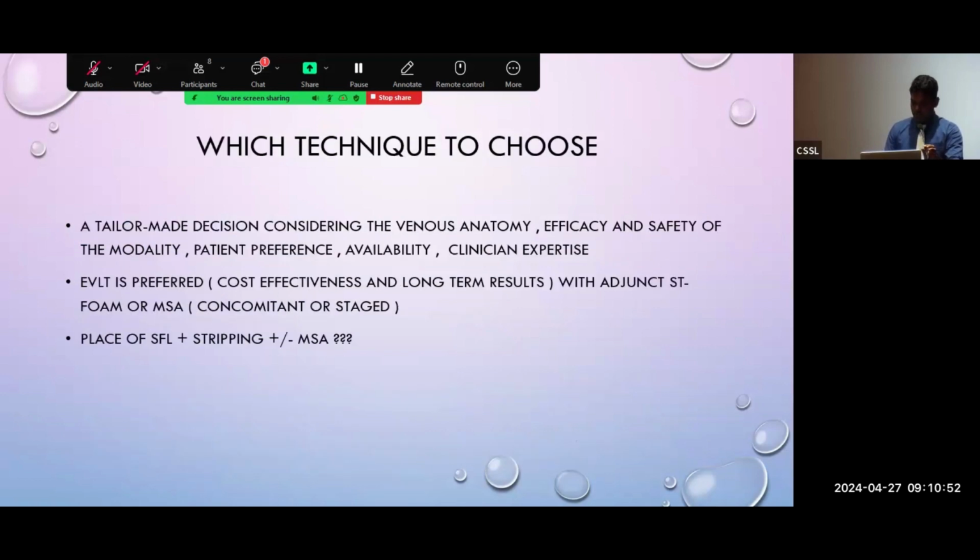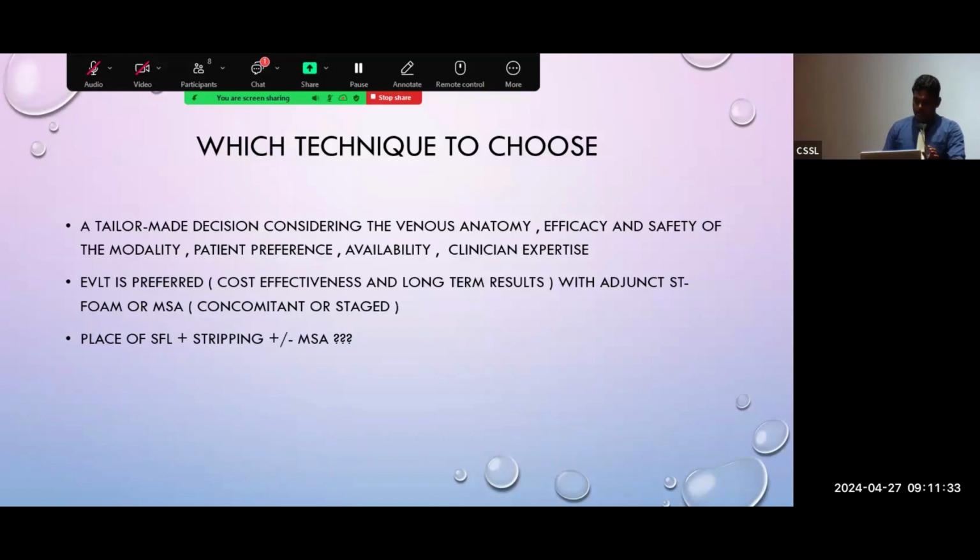So this is the most important slide of my lecture, the talk. Which technique to use? A patient will come with varicose veins that you need to treat, and what technique are you going to use? It has to be a tailor-made decision depending on the patient's venous anatomy: where the reflux is, the diameter of the vein, the shape of the vein, how close it is to the skin, and also the efficacy and safety of the modalities, the patient's preference, availability of the technique, and the clinician's expertise.